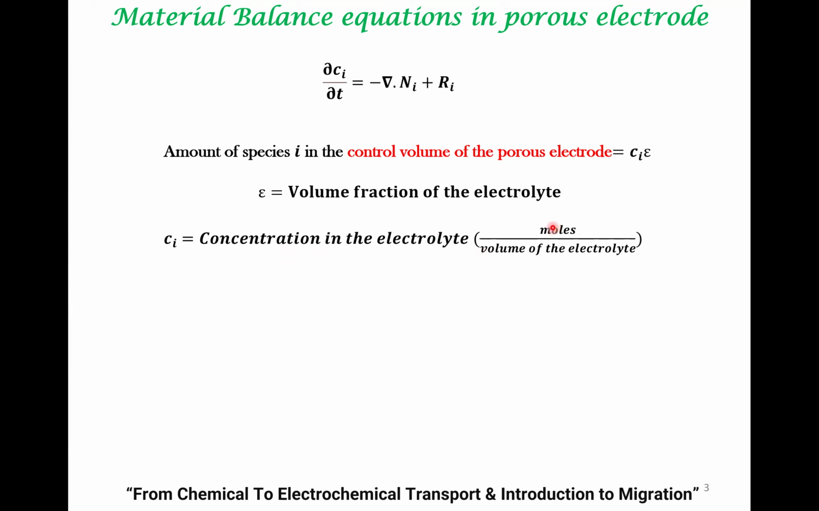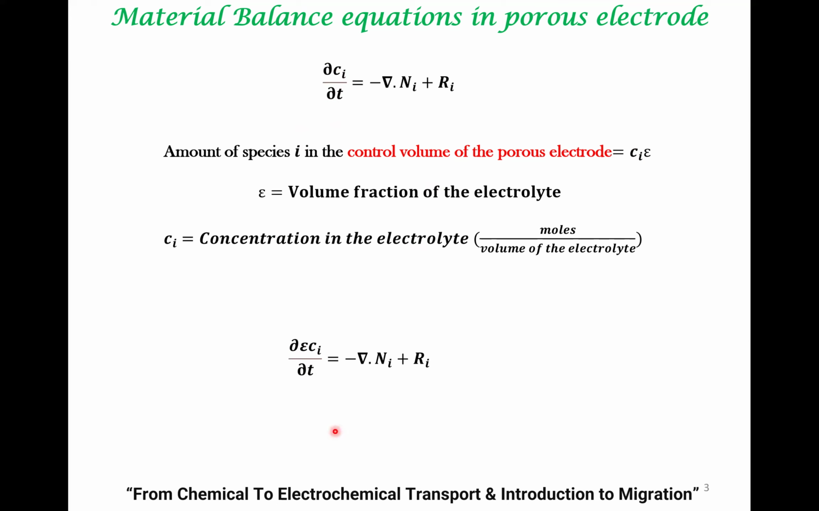So the moles of species I divided by the volume of the electrolyte gives you the concentration of the electrolyte. This multiplied by epsilon gives you the amount of species I in the control volume of the entire porous electrode. So this term goes into this term. When we move to porous electrode, we substitute this term into this Ci to get this term. So this is the rate of change of species I in the control volume of the porous electrode.